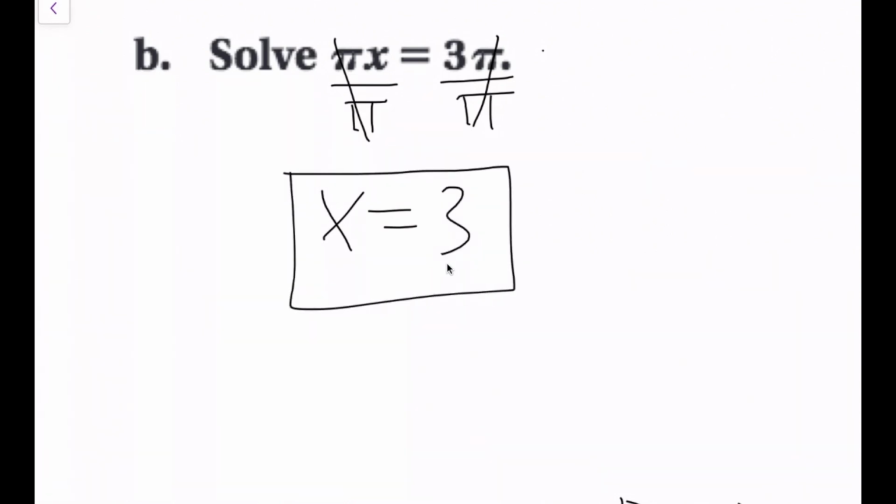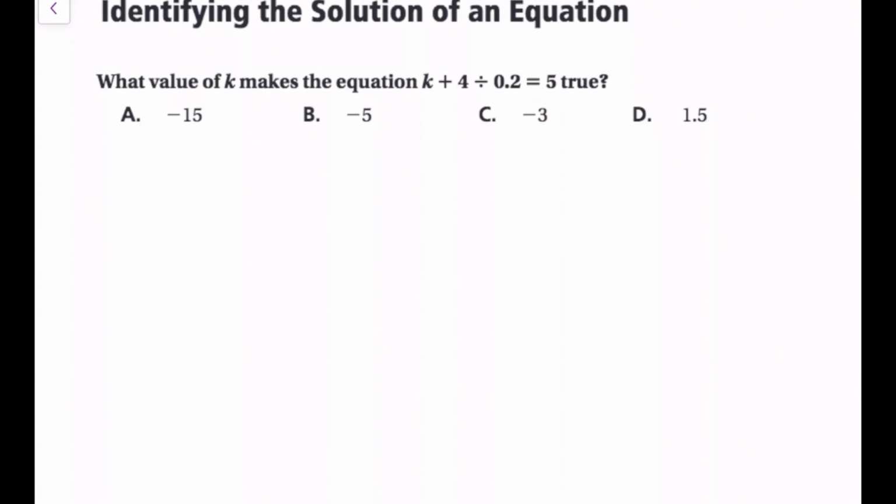If you plug this in for x, you'd get pi times 3, which is the exact same thing as 3 times pi. Order does not matter in multiplication. So now we're done with this example. All right, now we have a multiple choice question. What value of k makes the equation k plus 4 divided by 0.2 equals 5 true?